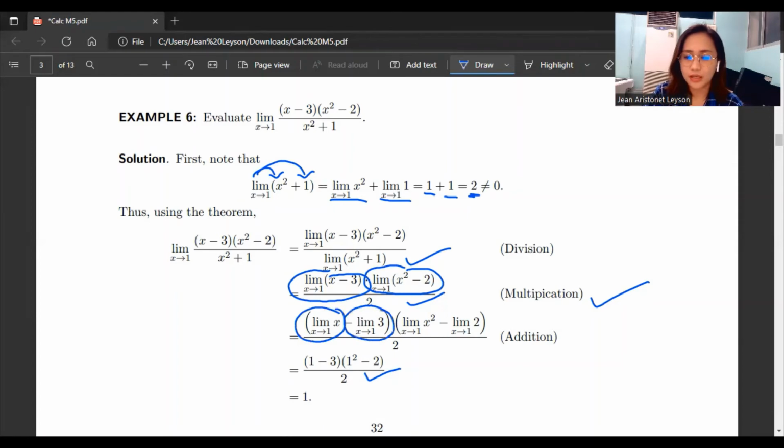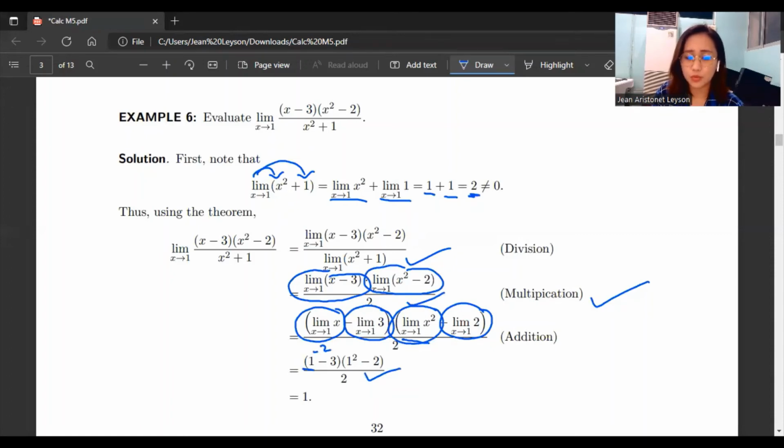So that's why we evaluate the limit of each term. So the limit of x as x approaches 1, so substitution, that's 1 minus the limit of 3 as x approaches 1, which is a constant. So that's minus 3, times the quantity of the limit of x squared as x approaches 1, that's substitution. So that's 1 squared, or simply 1. Then last term, we have the limit of 2 as x approaches 1, which is a constant. So we have minus 2.